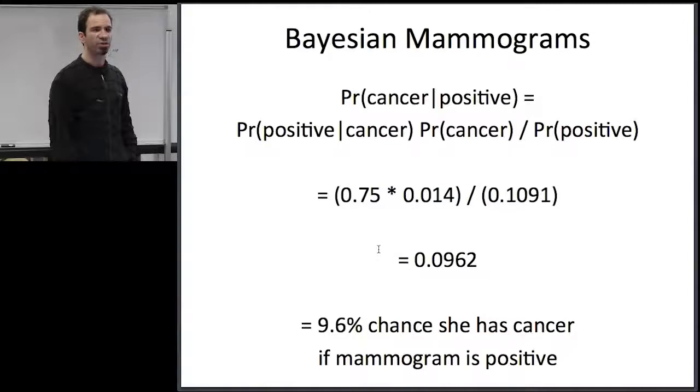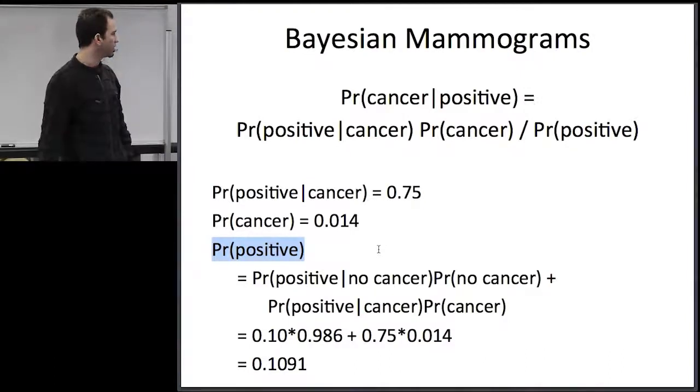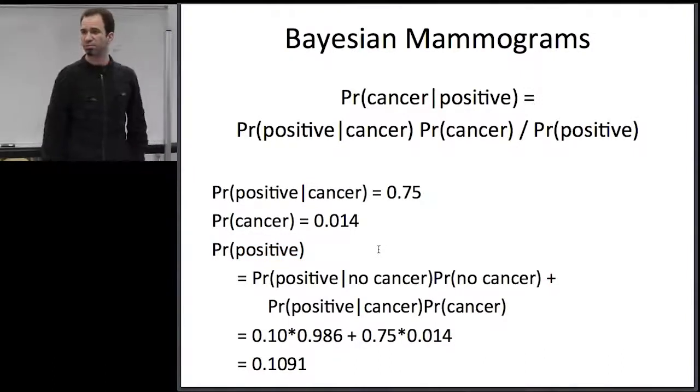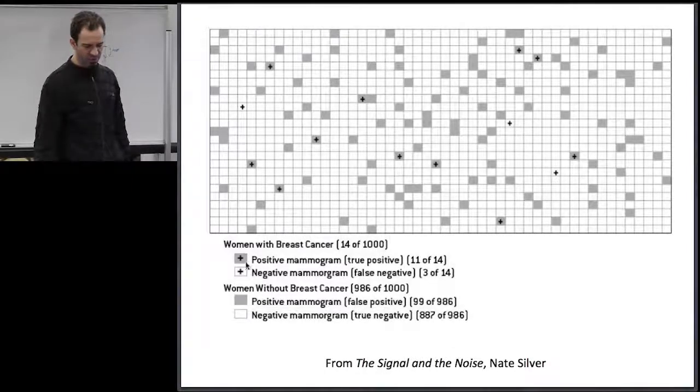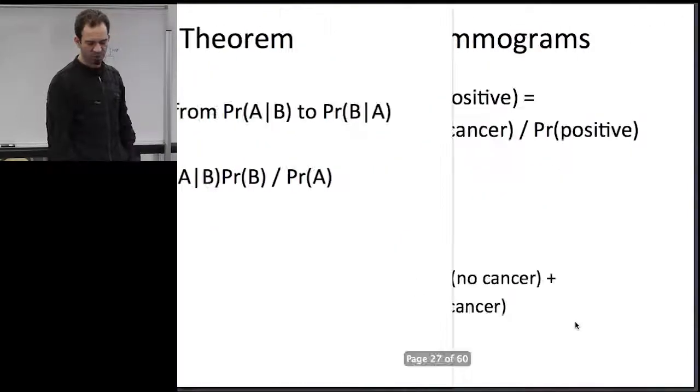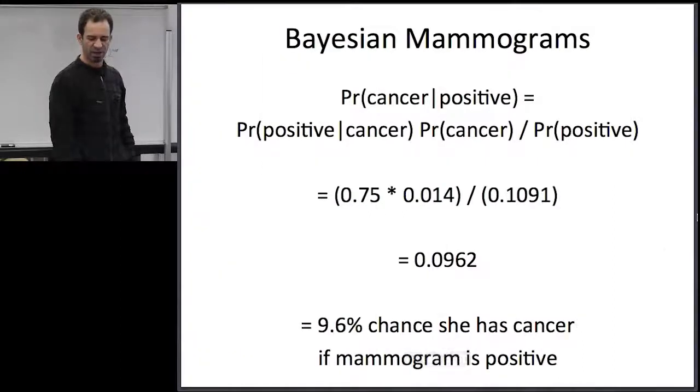Some of you look worried. Yeah, can you go back to the previous one? So that the positive rate is a 10.9% chance of getting a positive. Of all of the people, yeah. Right, so all of here. So a positive mammogram is this plus, right? So about a 10% chance. And I needed that for the formula, so this is just grinding it through. This is just setting it up, and that's actually doing the calculation.